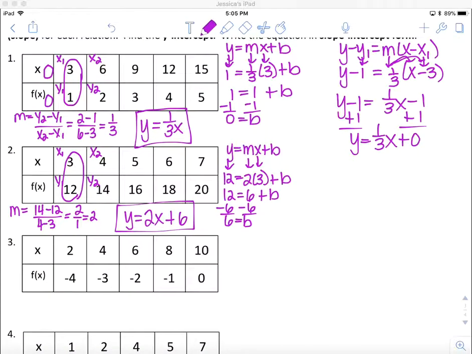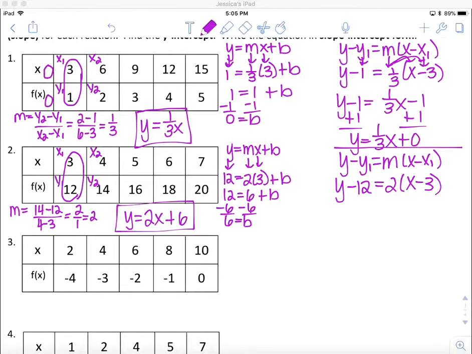If you prefer point slope form, again, you can plug that in to point slope. I'm going to use the first point, but again, you can choose any of the points. So y minus 12 equals 2 times x minus 3. 2 times x is 2x. 2 times negative 3 is negative 6. And when I add this over, I get y equals 2x plus 6. I get the same answer.